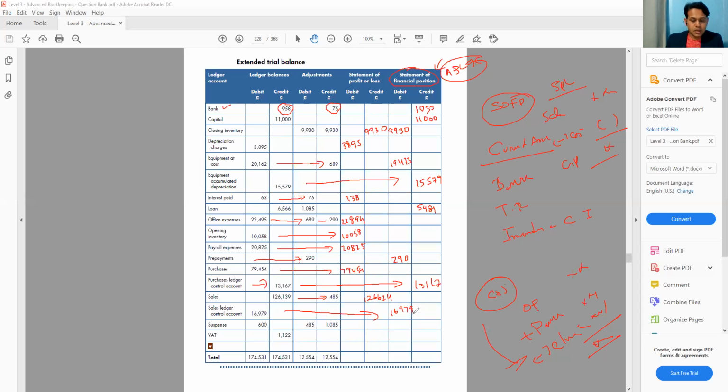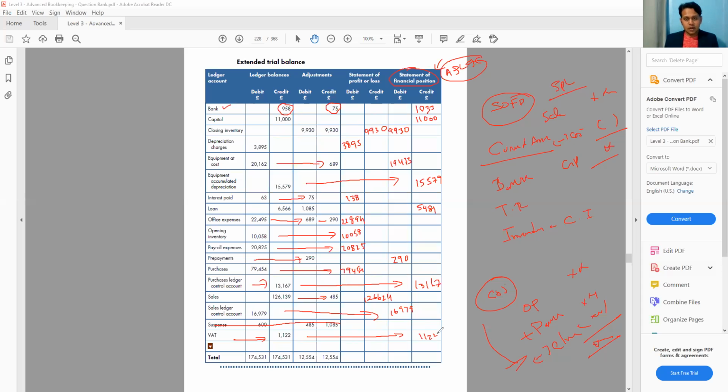16,979. Suspense, we never take suspense. Suspense has to be vanished. Suspense we never consider. Don't take any suspense balance. Then you have VAT. VAT is a liability account. So VAT will be our credit on the statement of financial position, 1122.